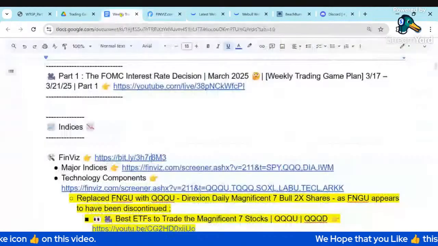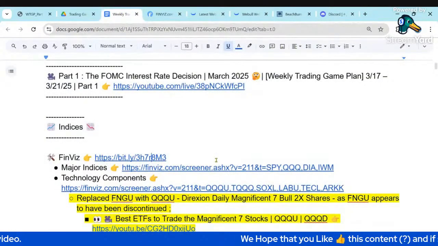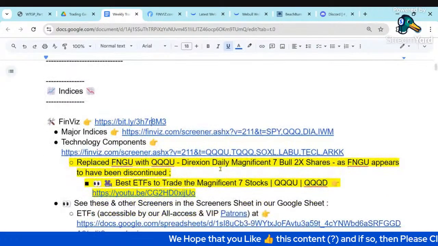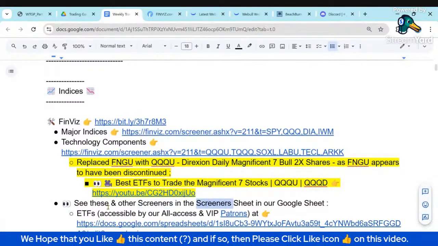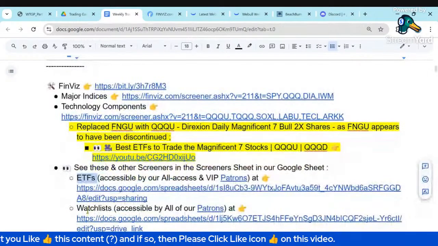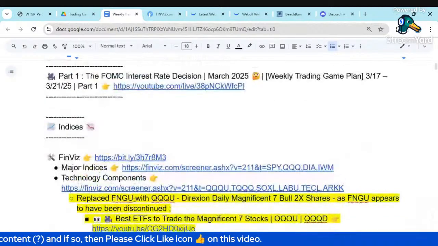Got a breakdown of the indices and the technology components. Just a reminder, you can also see these screeners in the screener sheet of our ETFs and Watchlist Google Sheets.